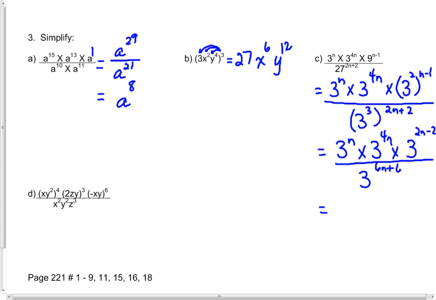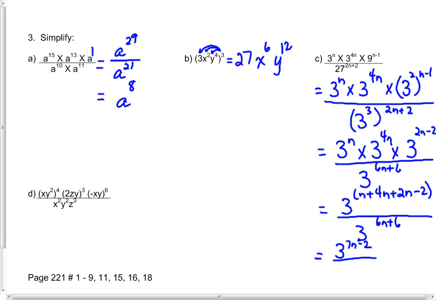Now I can do some tidying. On the top, I have multiplication. My rule would be to keep the base and add the exponents. So I have n plus 4n plus 2n minus 2 as my new exponent. And on the bottom, I have 3 to the 6n plus 6. You don't have to write so many lines, but we want to be clear. All right. On the top, I have 3 to the 1n plus 4n plus 2n is 7n. Take away 2. Divided by 3 to the 6n plus 6.